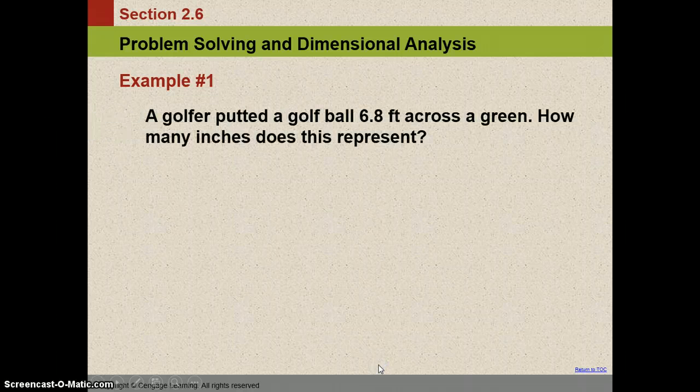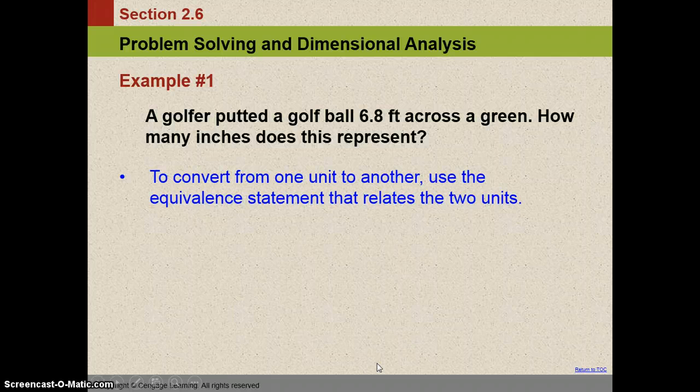So the first one says, a golfer putted a golf ball 6.8 feet across a green. How many inches does this represent? And this is a really common conversion because we're going from feet to inches, and this is one that you're familiar with. So to convert from one unit to another, we're going to use the equivalent statement that relates it. And you know by memory that 1 foot is the same thing as 12 inches.